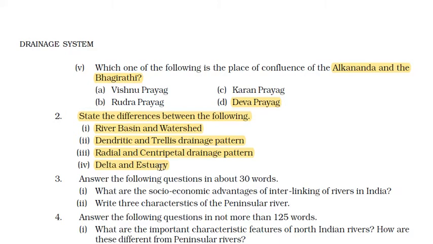Narmada River and Tapi River form estuaries. Okay, they formed estuaries. So this is the difference between delta and estuaries. I hope it is clear to you.